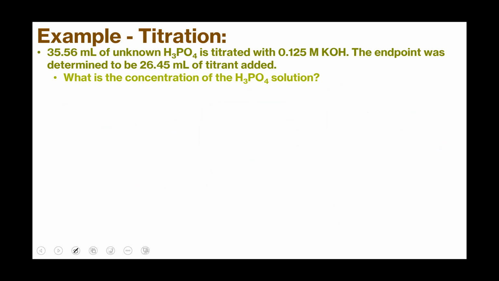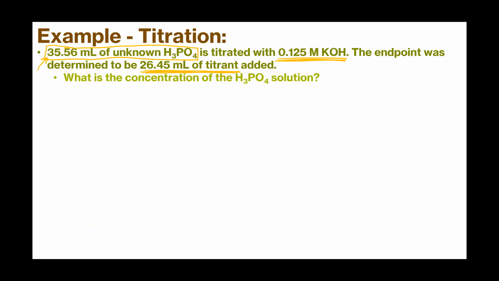We have 35.56 milliliters of unknown H3PO4. So this is where the "of" is, so those go together. It's titrated with 0.125 molar KOH. The endpoint was determined to be this volume of the titrant. So we need to figure out what is the titrant in this case. Well, the titrant is the thing we know the concentration of. So the titrant in this case is potassium hydroxide. So this goes with this, and the 35.56 goes by itself.